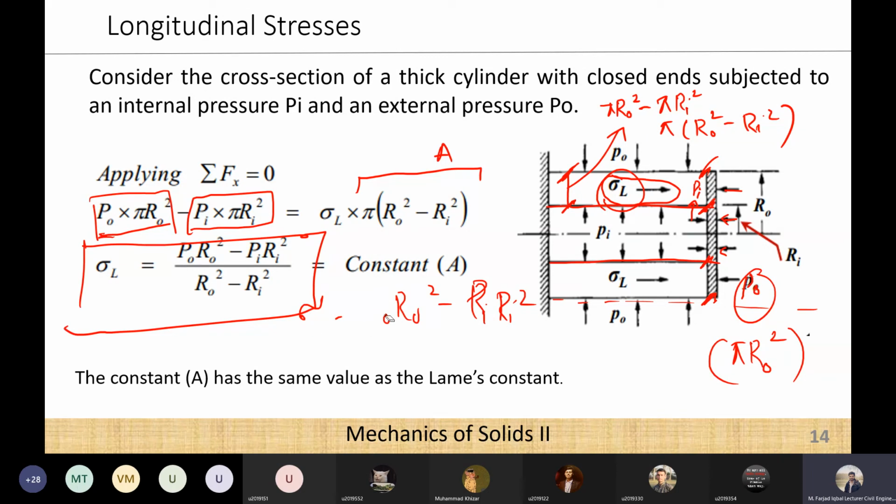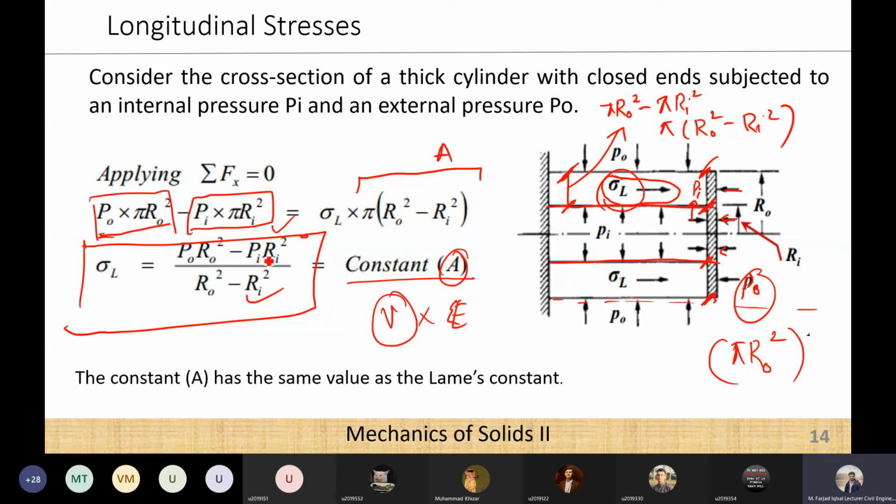Now initially I told you that this longitudinal stress is constant, and that constant is represented by this A factor, which was the Lame's constant. There was one equation of A that we wrote in terms of nu and E, and this is the equation in terms of R naught and Ri. This constant A will give me the same value whether I use those material properties or the internal pressure and the external pressure. So you can use either equation depending on the case that you are solving.